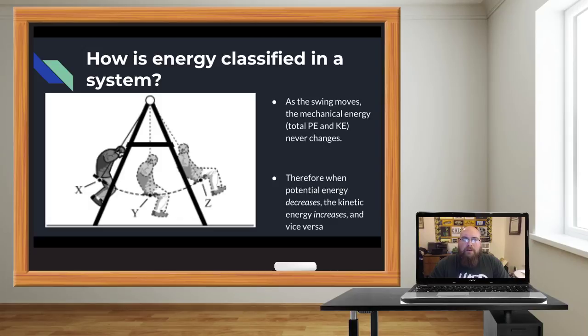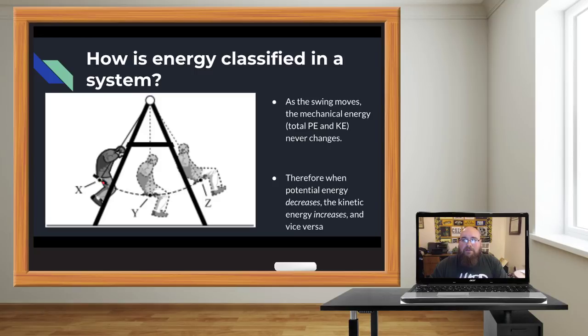Look at this person on the swing. We have points X, Y, and Z. As the swing moves, the mechanical energy in this system, the potential plus the kinetic at any point, never changes. So let's look at what's going on in this diagram. The person swings back to start at position X. And when he does, the swing is going to pause for a very small moment. At X, this swing has only potential energy. It's at the highest point that it's going to be at. So it has nothing but potential here for that one moment that it stops moving.